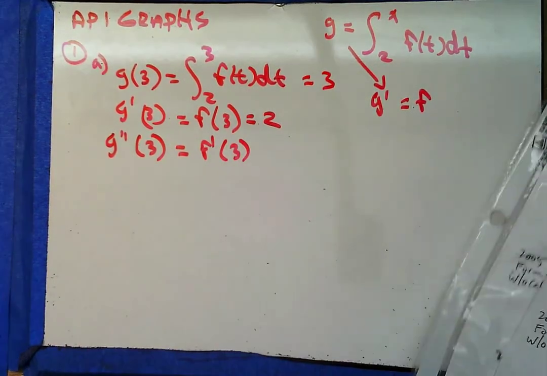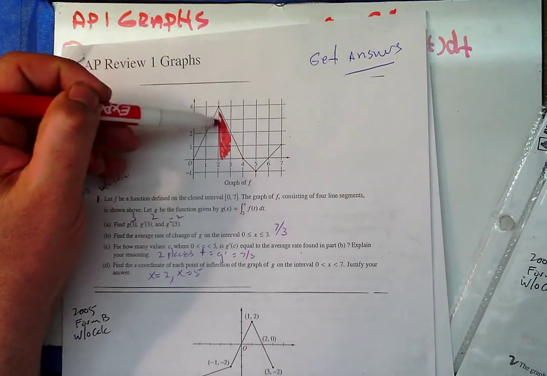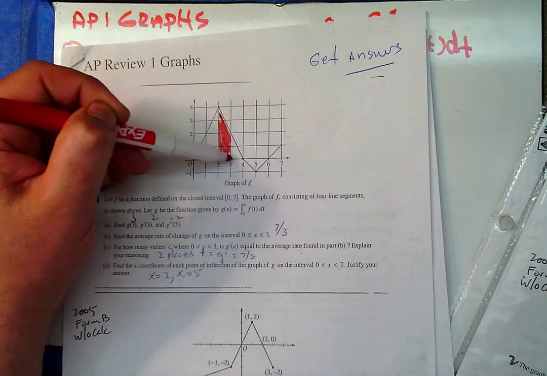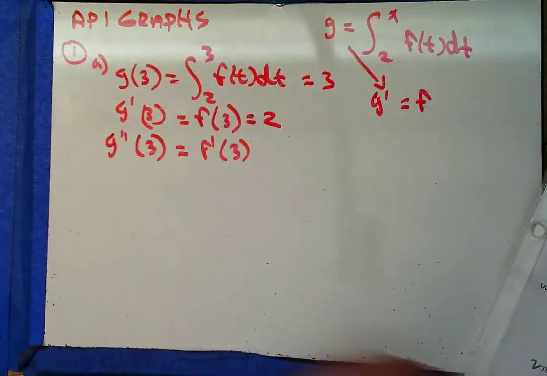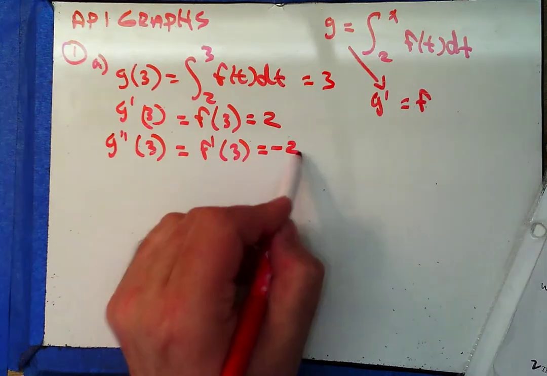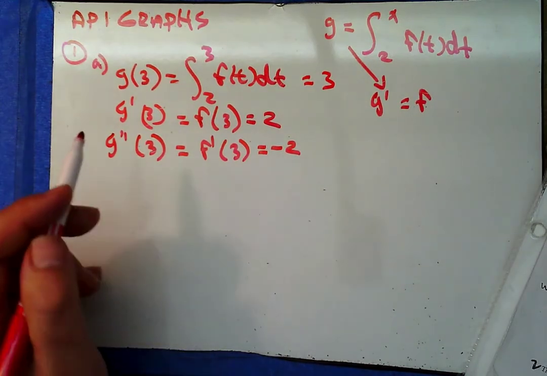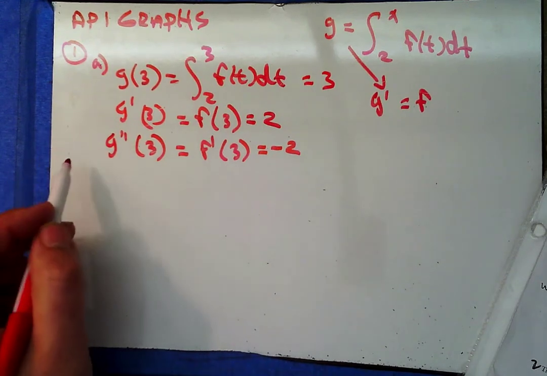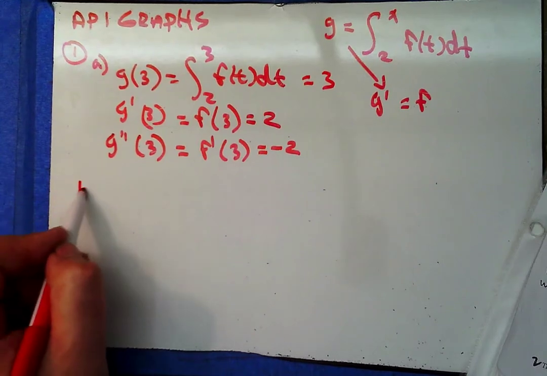And g double prime of 3 is the slope of f at 3. And how can I find the slope of f at 3? Well, this function seems to go down 2 over 1, down 2 over 1. And so I'm going to say the slope is negative 2 at 3 on f. Therefore, g double prime is negative 2. Okay, that's part A.